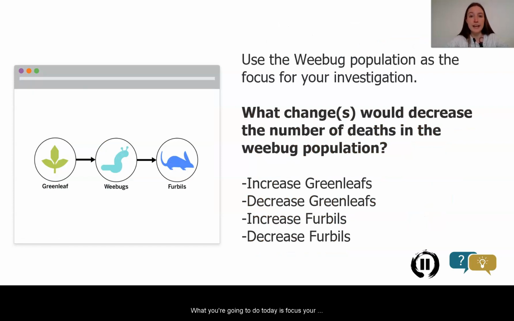What you're going to do today is focus your investigations on our wee bug population. As we're focusing on the wee bugs, I want you to pause the video for a moment and find a person to check in with, or maybe a friend that you can text or message with. And I want you to ask yourself, what are the consumer and the resource populations for the wee bugs? Let's think about that for a moment.